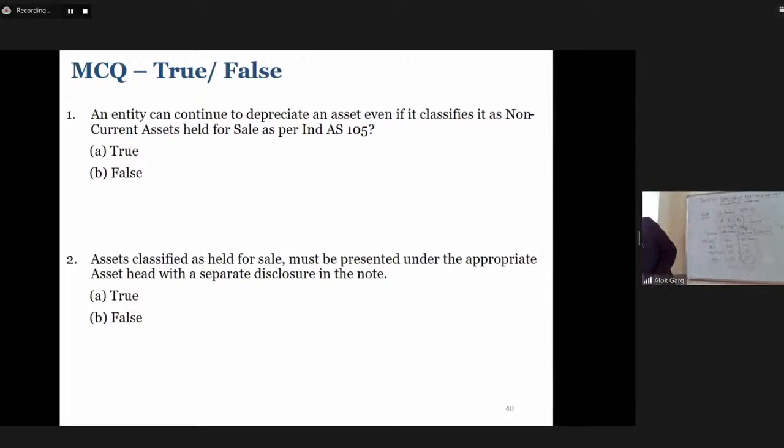So great students. Most of the students are right. Yes, it is first false and second is also false. So second is not true, Preeti, it is false.